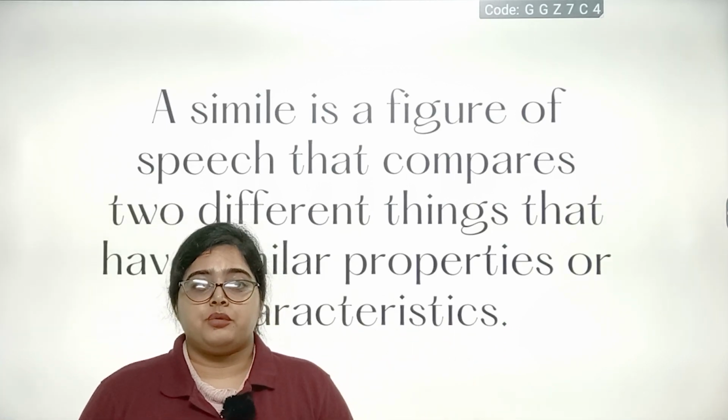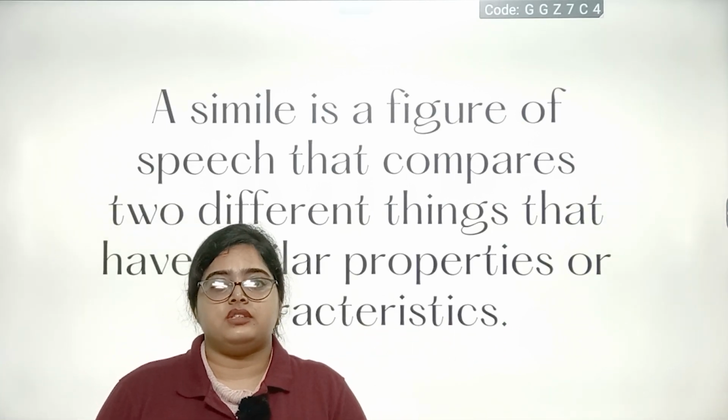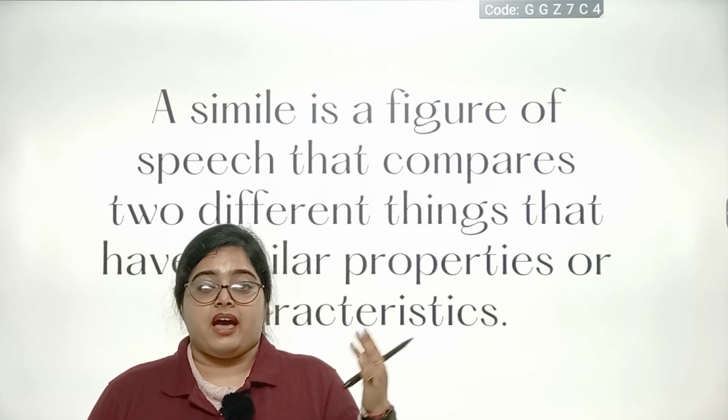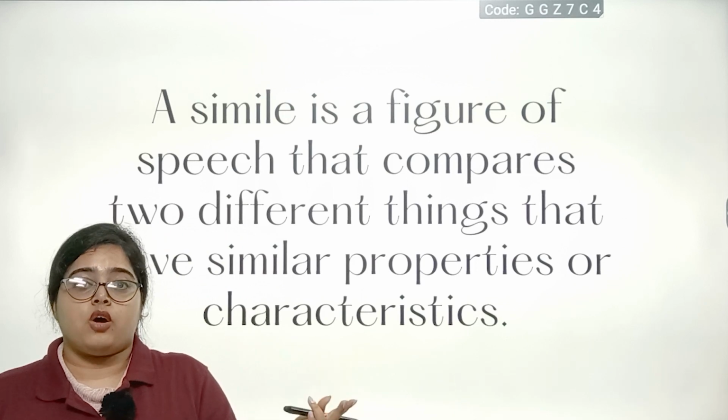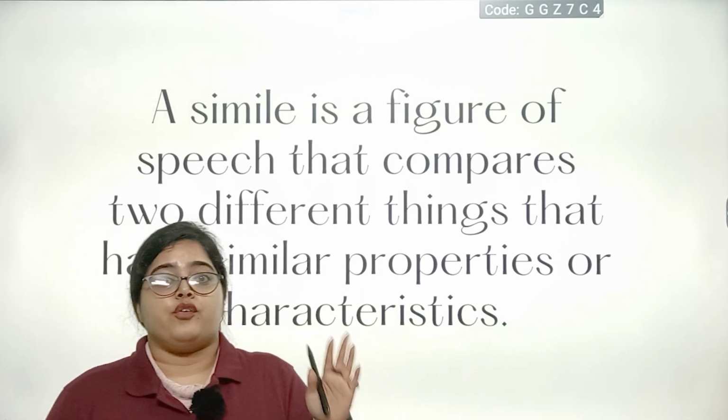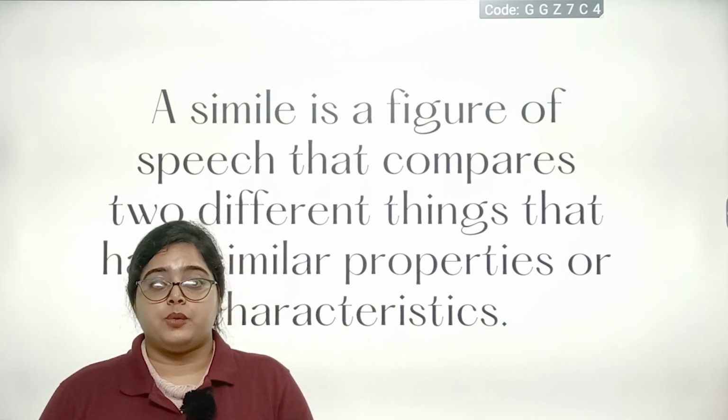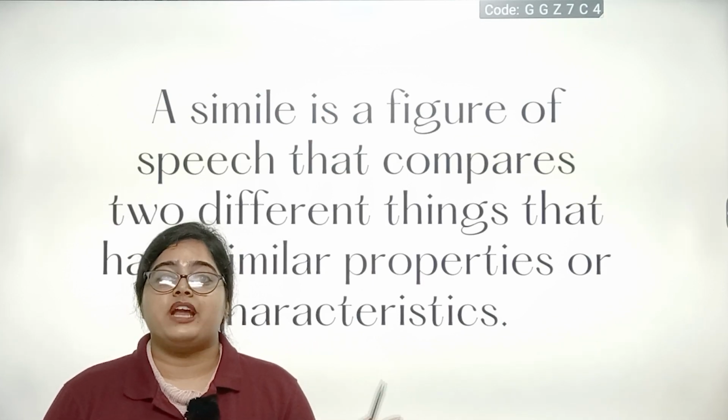Now, what are you doing? You're comparing two different things. One is lightning and one is a person who is running fast. So his quality of running fast, you are comparing with whom? You are comparing with lightning. So that is known as a simile.